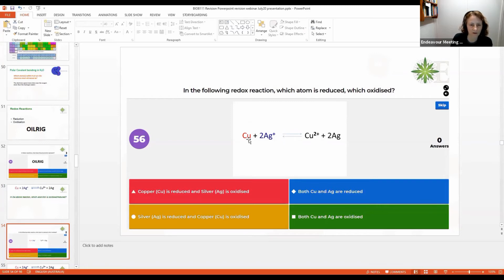So if it's lost electrons, then it has been oxidized, not reduced. And so the answer is going to be copper is oxidized, and of course the opposite is going to happen for the other atoms, so silver is reduced.